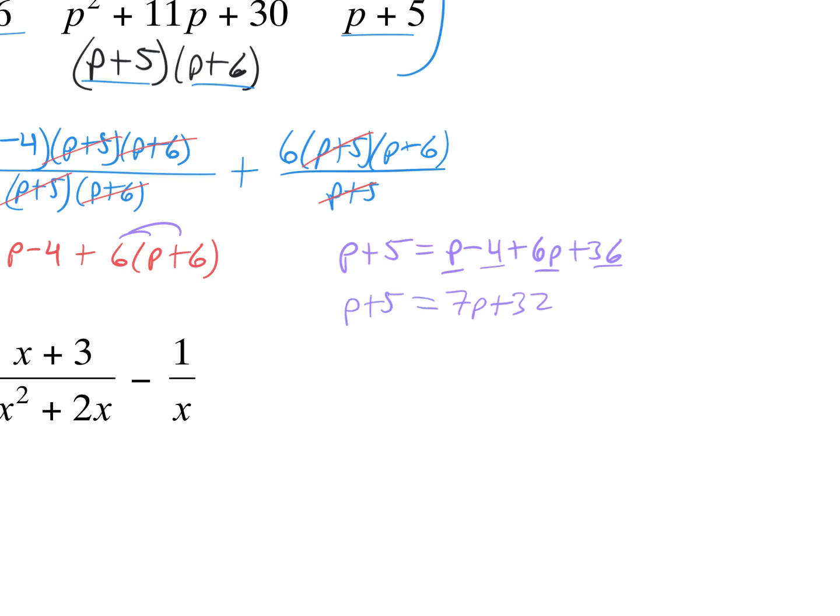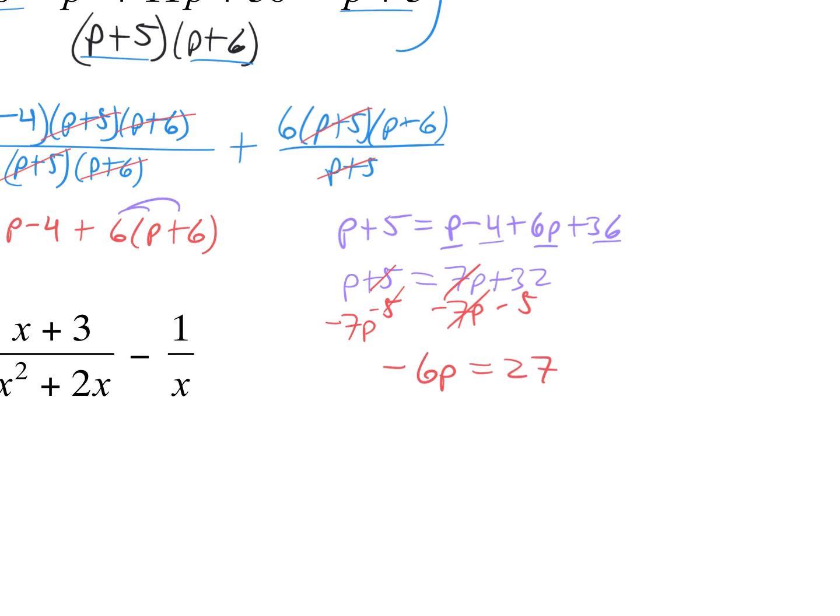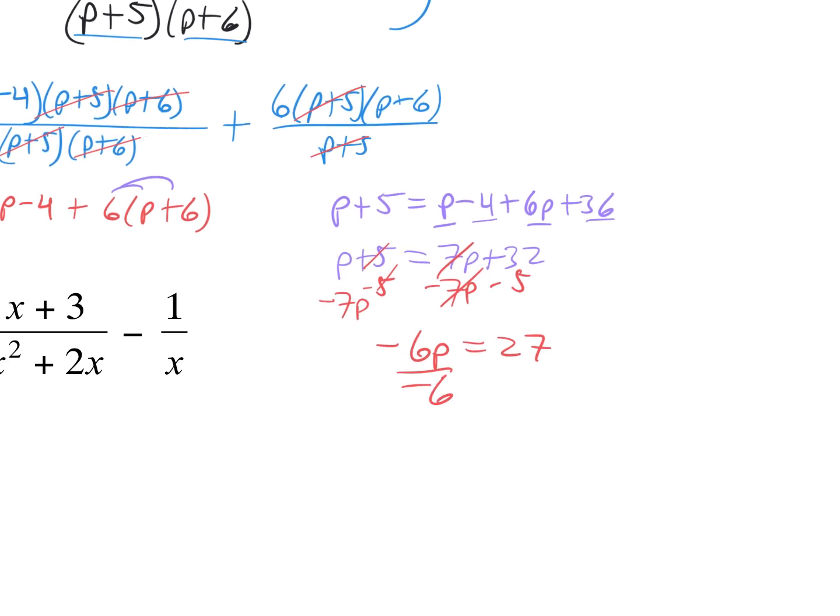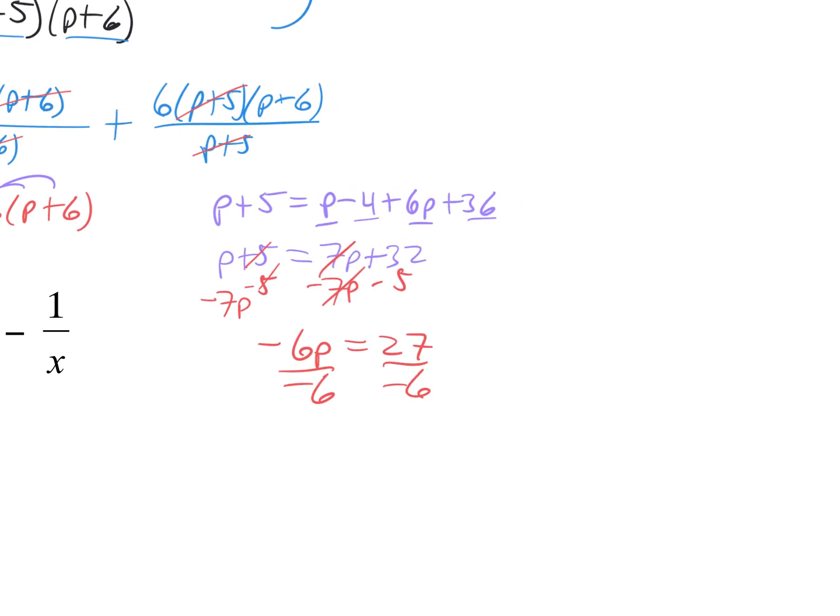All right, you can subtract 7p on both sides. And then we can subtract the 5 on both sides. And then p minus 7p is going to get us minus 6p. And then on the other side, we're left with a 27. All right, and then we want to divide both sides by negative 6. So then we get p equals 27 and negative 6 share a factor of 3, right? So this becomes negative 9 over 2, I believe. Yeah, divide them both by 3, we get negative 9 over 2.